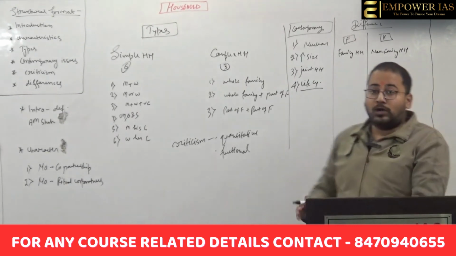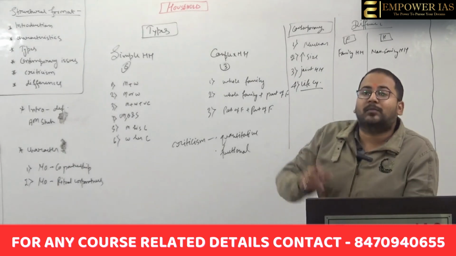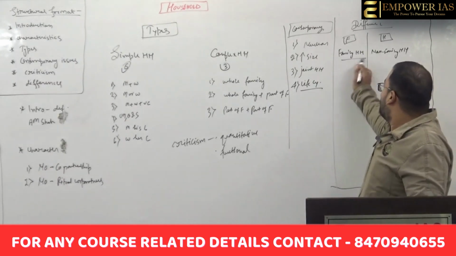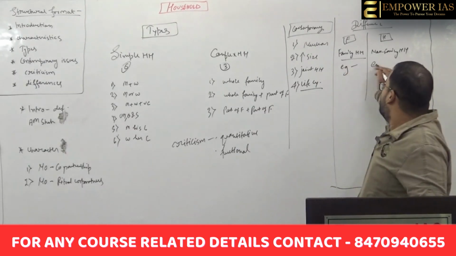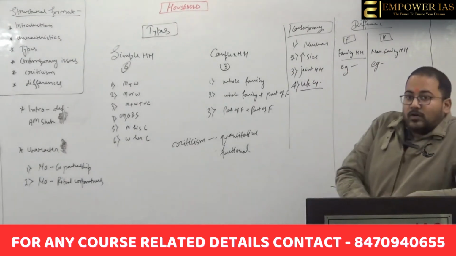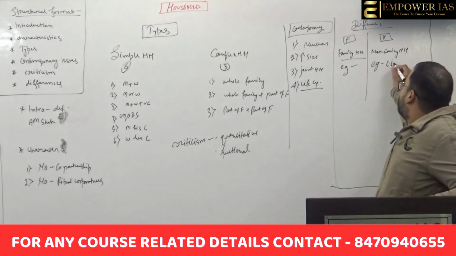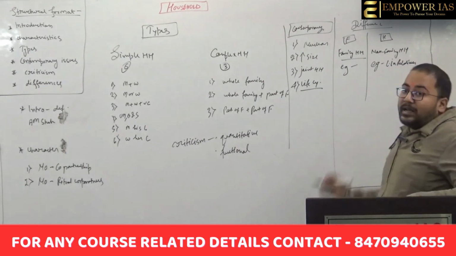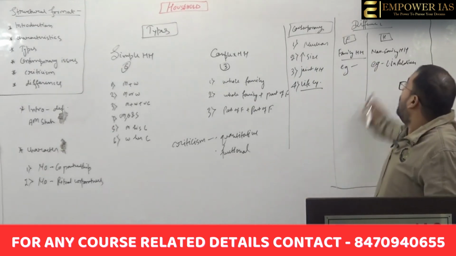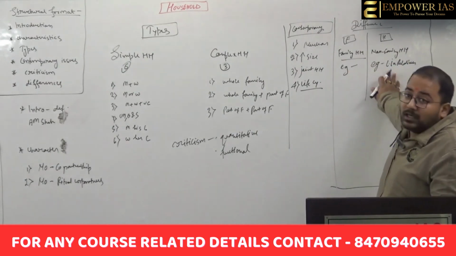But in a non-family household, they are residing in a particular house, but they are not related to each other by blood or any kinship relationship. There is no kinship relationship. So what should be the example here? Examples of non-family households: unmarried couples in live-in relationships, and gay and lesbian couples residing in a particular house. They fall into the category of non-family household. So this is the difference between family household and non-family household.